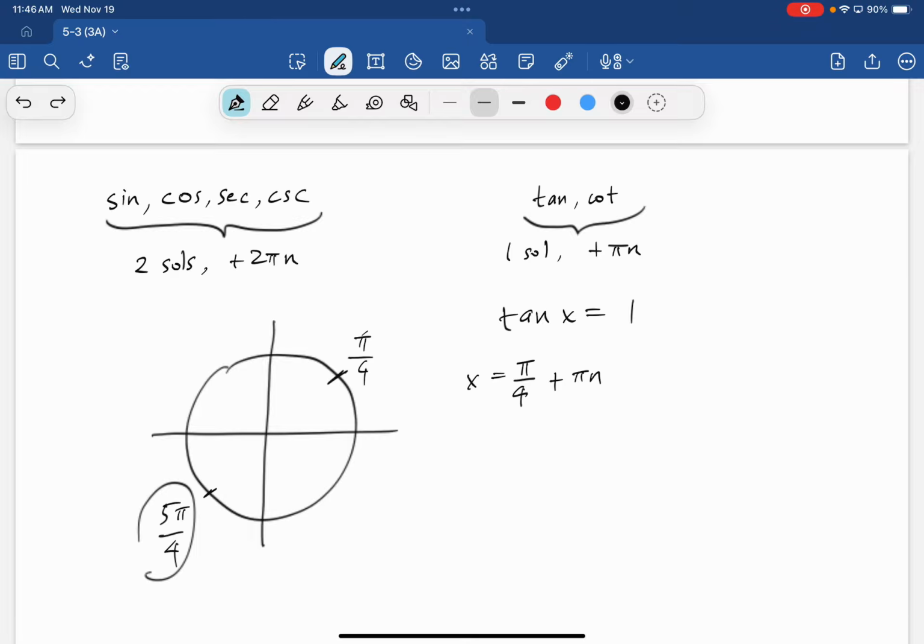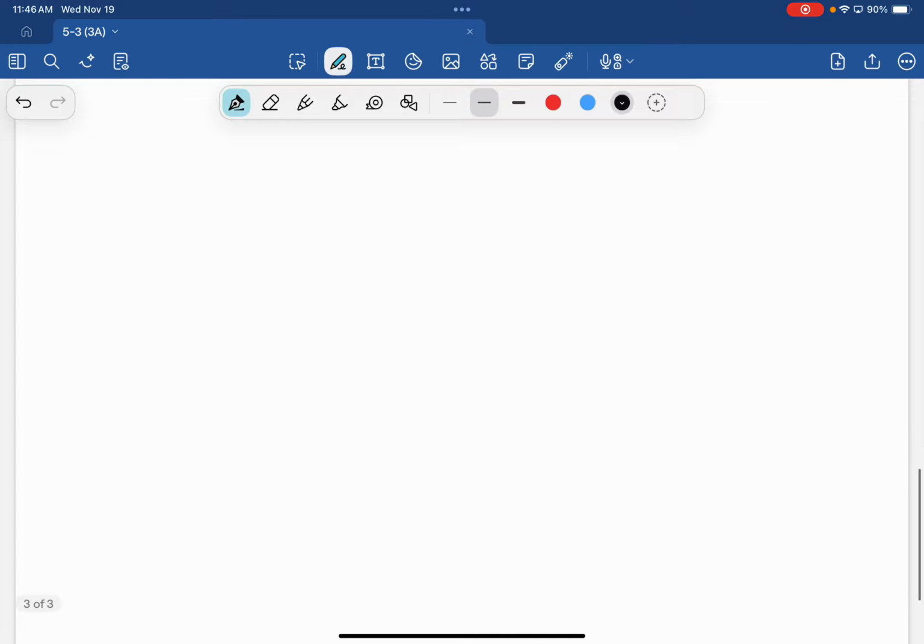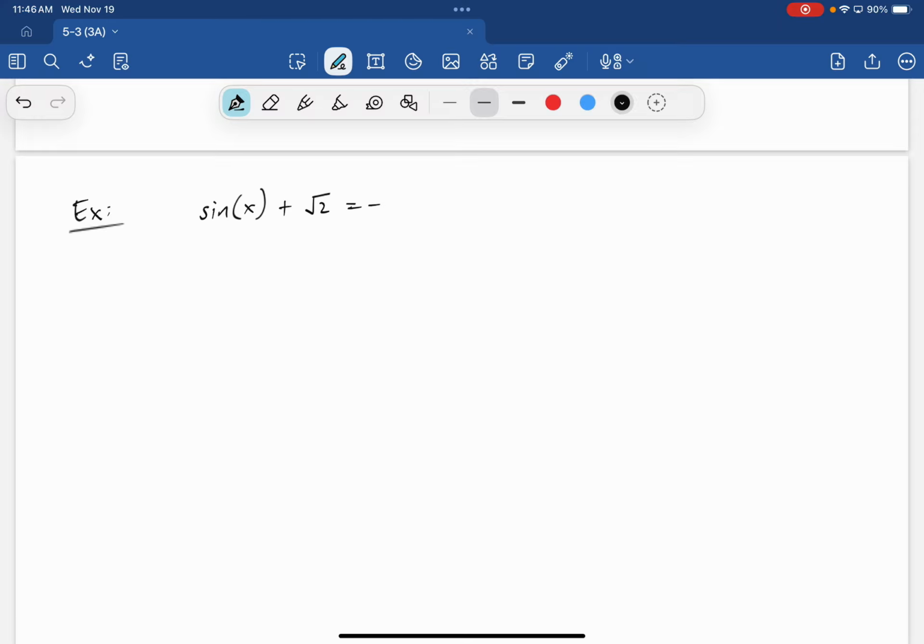Okay, let's do a quick example. Let's do sine x plus root 2 equals negative sine x. For these kinds of equations, our goal should always be to try to isolate sine in some way. Or whatever trig function we encounter, we want to isolate it.